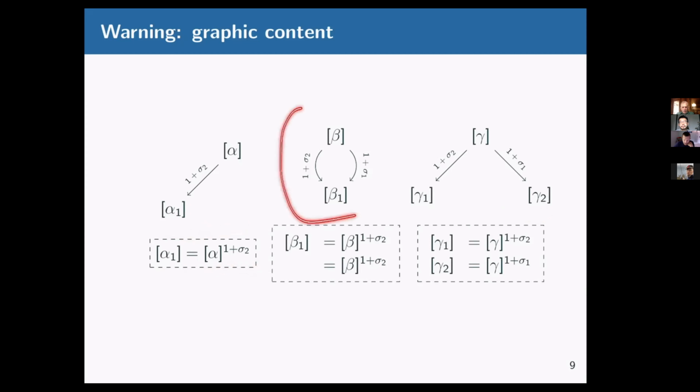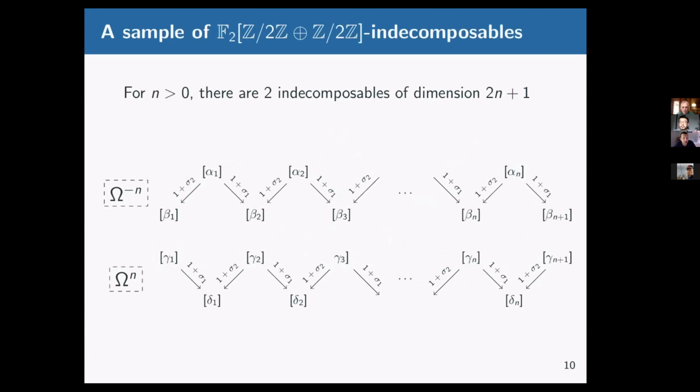And when arrows bend like this, what we're trying to indicate is that those 2 actions on a given element result in the same value, okay? So really there's only 1 plus sigma 1 and 1 plus sigma 2 floating around, but when they agree, we'll bend them so that they line up with each other. So this is a convenient way to draw some pictures.